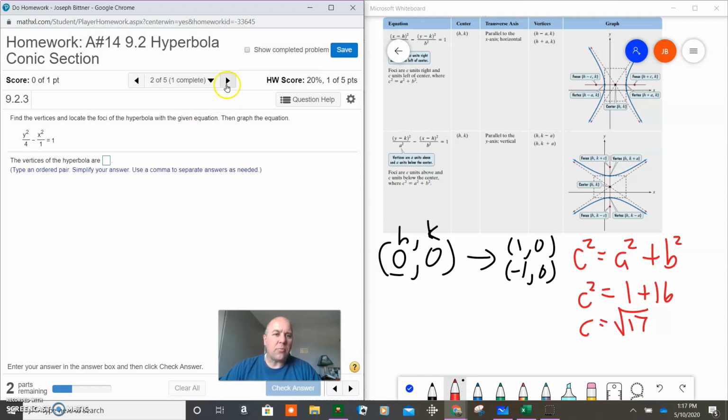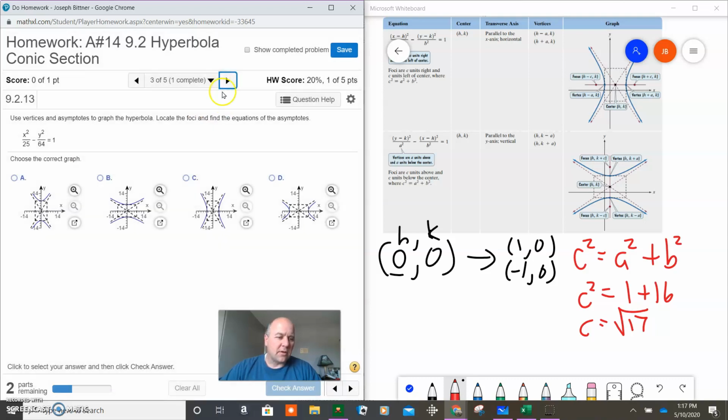All right, let's do one more problem. I'm going to look at 3 through 5. These are all very similar.